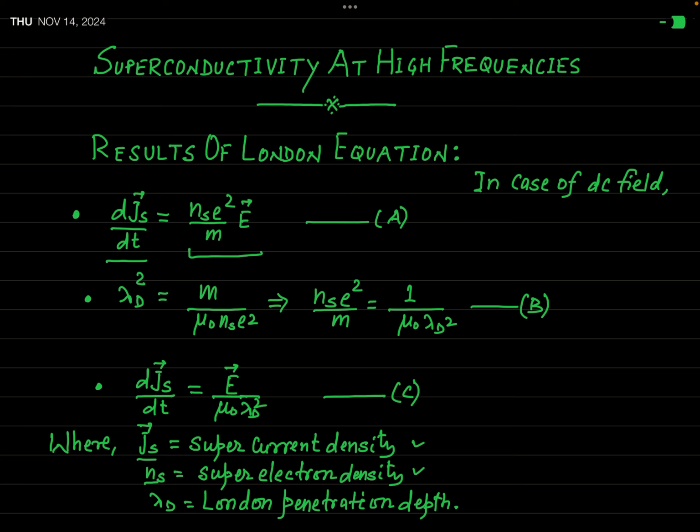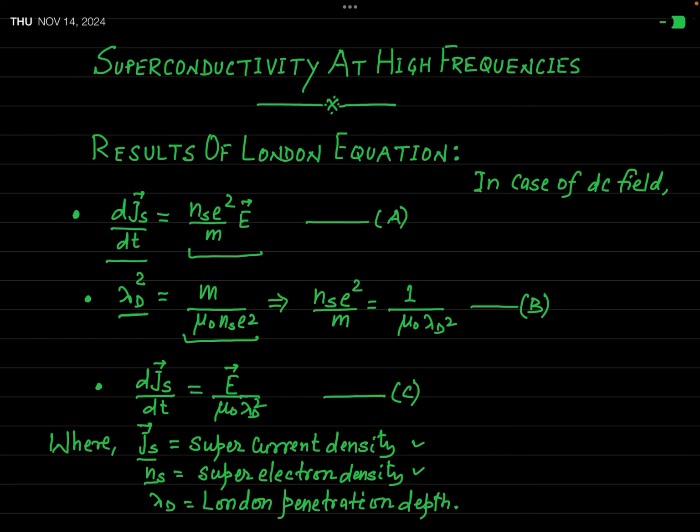And then we have obtained the expression for the penetration depth, which is also called London penetration depth, and it is denoted by the symbol lambda d. We have obtained that lambda d square is equal to m over mu naught times ns times e square. This was the expression which we have already derived in our previous lecture.